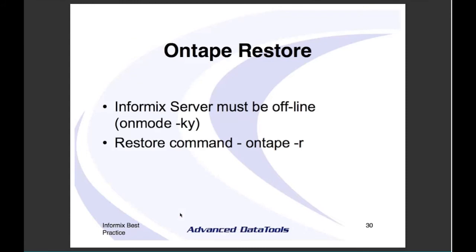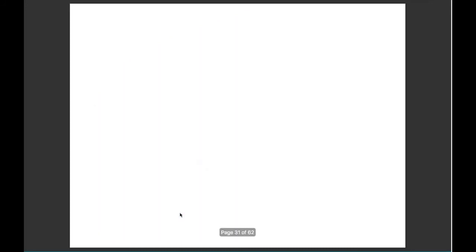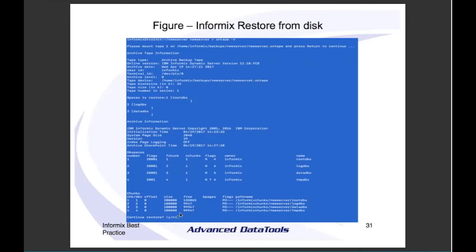The server must be offline, and then you start the Ontape restore with the Ontape -r command. Now, this is what happens. If everything works well, you'll type an Ontape -r. It will say, okay, mount the tape. Now, I'm doing it from a file, but that's okay. And it will tell you information from reading the header of that file or tape.